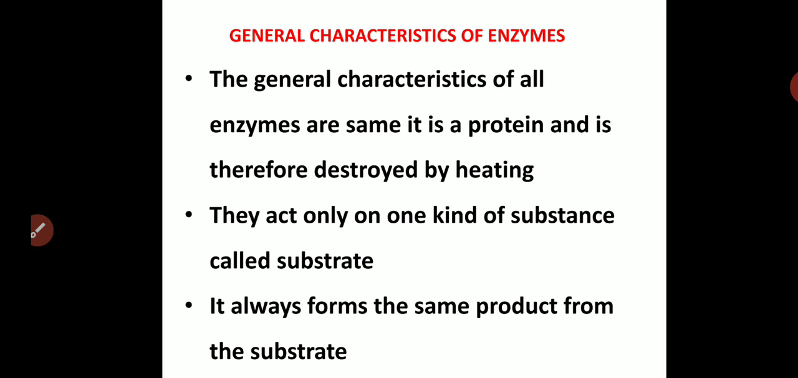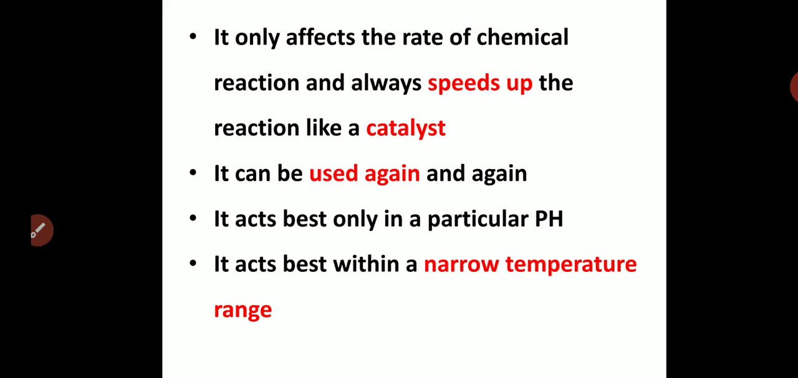Now they work like catalysts. They only alter the rate of chemical reaction. They mostly are known to speed up the rate of chemical reaction, that is, speed up the digestion process. Hence they are termed as catalysts. They can be used again and again. They themselves do not get destroyed or changed in the process. They remain the same. They have an optimum temperature at which they work, between 35 degrees and 40 degrees Celsius. So only within this range of temperature they work and carry out their process.